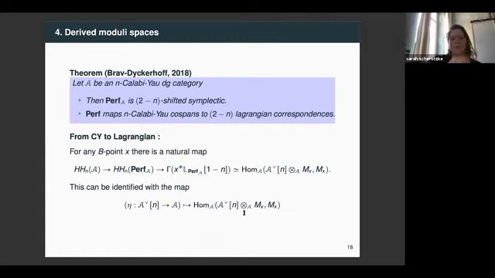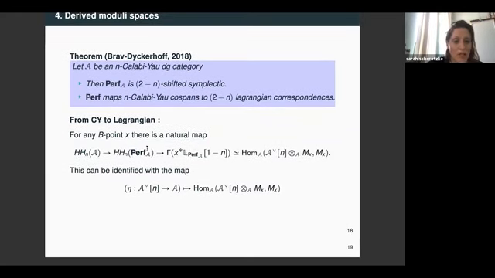Okay, so now the connection. This is given by a theorem of Brav-Dyckerhoff in 2018. They show that if I start with an n-Calabi-Yau DG category, then I can associate to it a derived stack. And this derived stack, if A is n-Calabi-Yau, will be (2 minus n)-shifted symplectic. And more generally, perf maps n-Calabi-Yau cospans to (2 minus n)-Lagrangian correspondences.